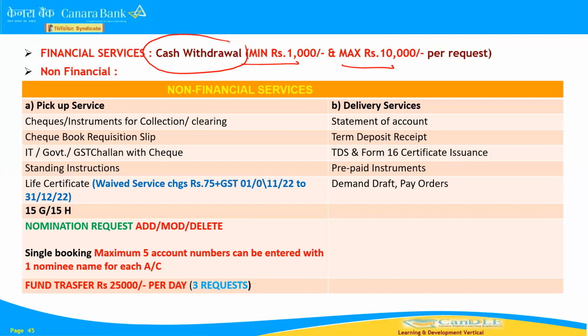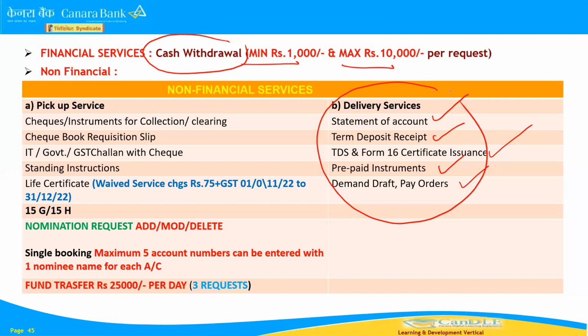Then non-financial transactions. Non-financial are of two kinds, one is pickup, another is delivery. For example, the customer has deposited money with you. He wants a term deposit receipt from your branch delivered to his house. That is delivery. He wants a statement of account. Sir, please deliver at my house. Deliver. Form 16 I want, sir. I don't want to come and stand in the queue. Form 16 he can order. Prepaid instruments he can order. Demand drafts, pay orders he can order. These are all delivered at the customer's doorstep.